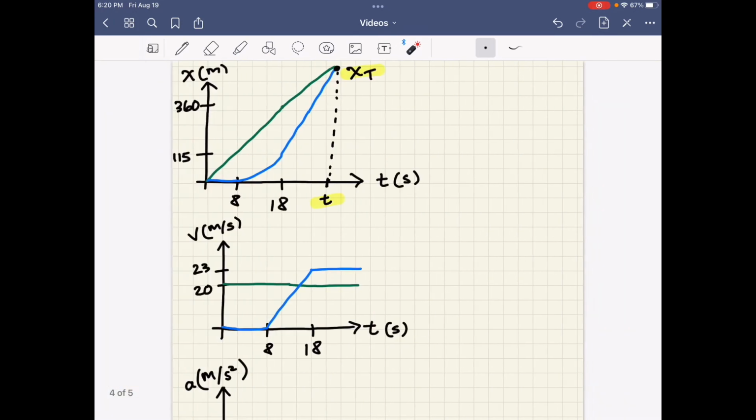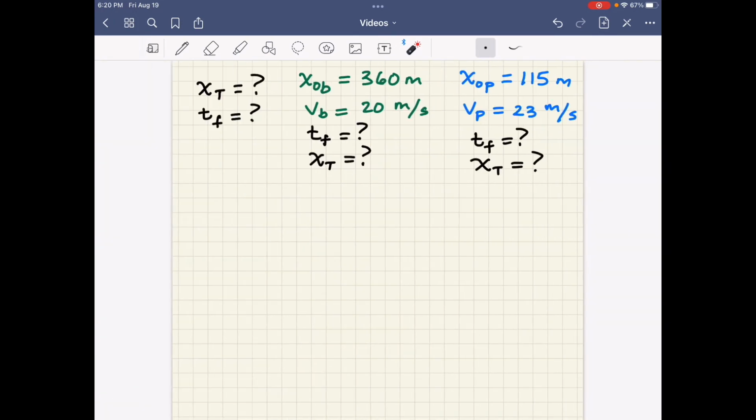Let's see. So then, we can say, for the boat, final, so this is the final, the final is the same. So, x sub t is equal to initial position, that's for the boat, plus the velocity of the boat multiplied by time. Time is the same for both. Let me move this a little bit, okay? There you go.